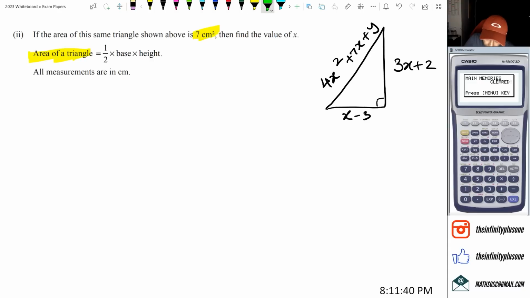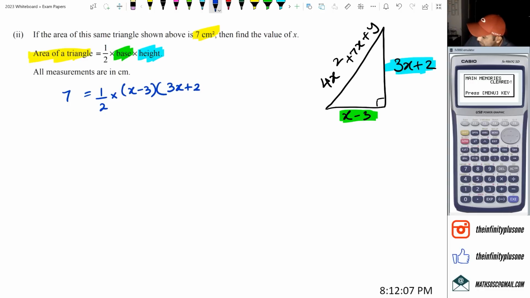Now we also have the base. The base of this triangle is x minus 3, and the height of this triangle is 3x plus 2. Alright, that's all you need, because then we're going to substitute the area of a triangle, which is 7, and then we've got half multiplied by base, which happens to be x minus 3, multiplied by height, which happens to be 3x plus 2. That's pretty much your starting point there.